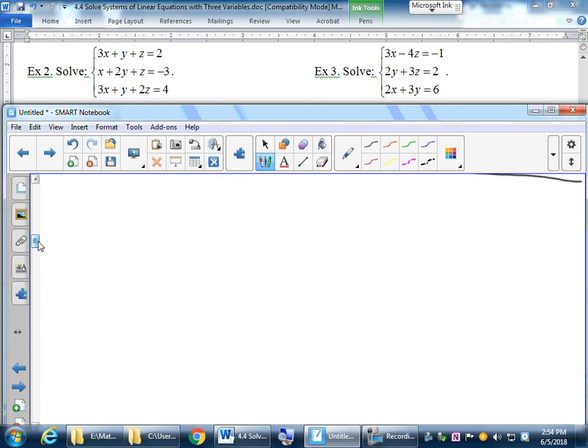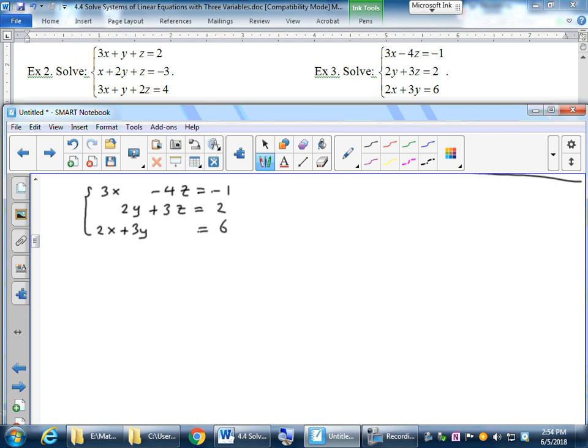So example number 3, and in this example, I would recommend you to rewrite it this way so that you can see much clearer what's going on. So 3x minus 4z equal to -1, and 2y plus 3z equal to 2, and 2x plus 3y equal to 6. So notice that I rewrite it, reorganize it so that I can see which equation is missing what clearly very quickly.